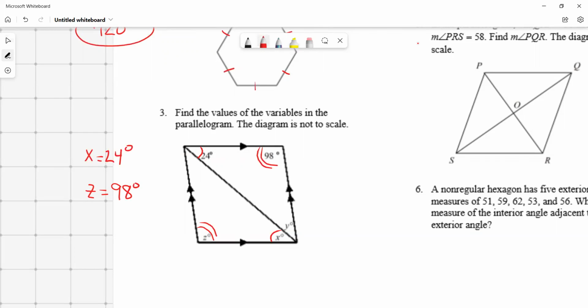Now, what you've got in this top triangle is 2 of the 3 angles in a triangle. So these 3 angles have to sum 180. So your y is equal to 180 minus 24 minus the 98. And that's 58 degrees.